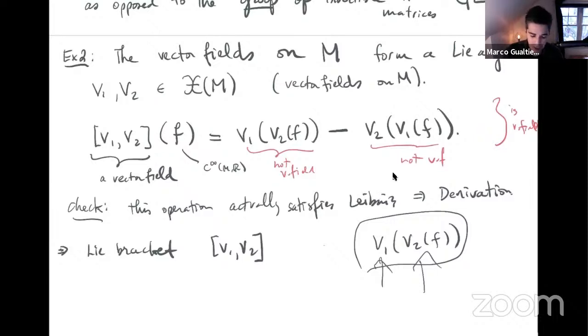in this example, we have a pre-existing operation, which is just composition, right? V1 composed with V2 and V2 composed with V1. And the vector fields are not closed under that composition. We can use that composition to define this operation, and then the vector fields are closed under this operation.